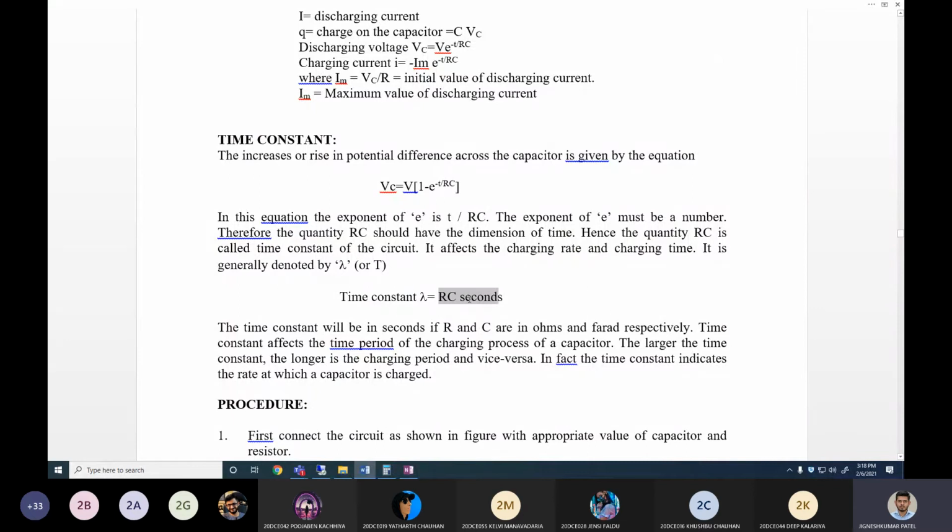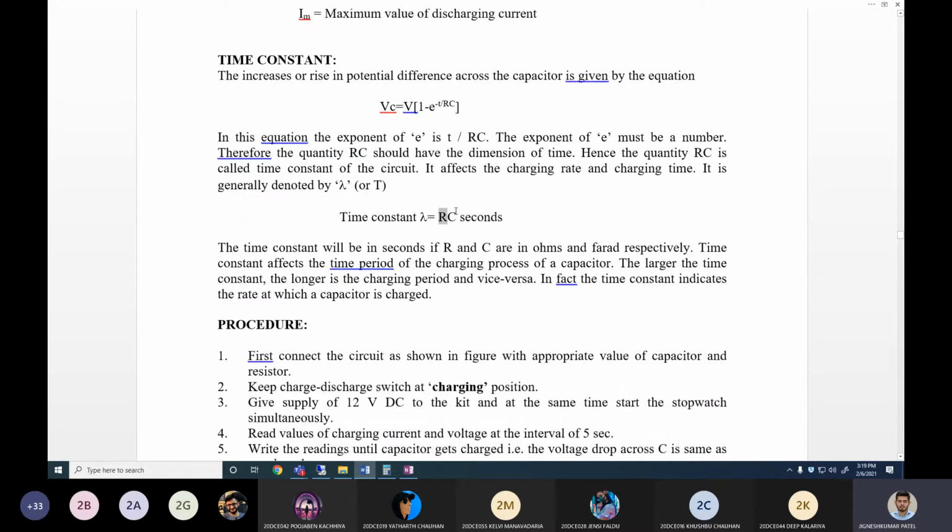Whenever you do R into C, your R must be in ohms and C must be in farads. So if C is in microfarad, then you have to multiply by 10 to the power minus 6. Same way, if R is in kilo ohm, then you have to multiply it by 10 to the power 3. Make sure that ohm and farad are the units of R and C. Then you can get your time constant in seconds. So whatever you get by multiplying R with C is your time constant in seconds.